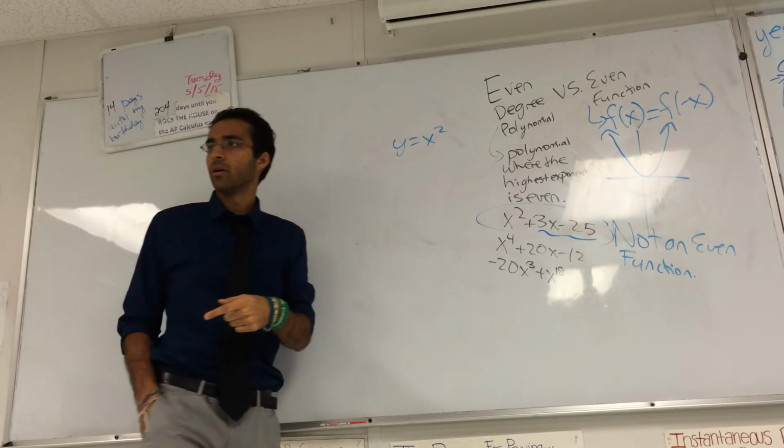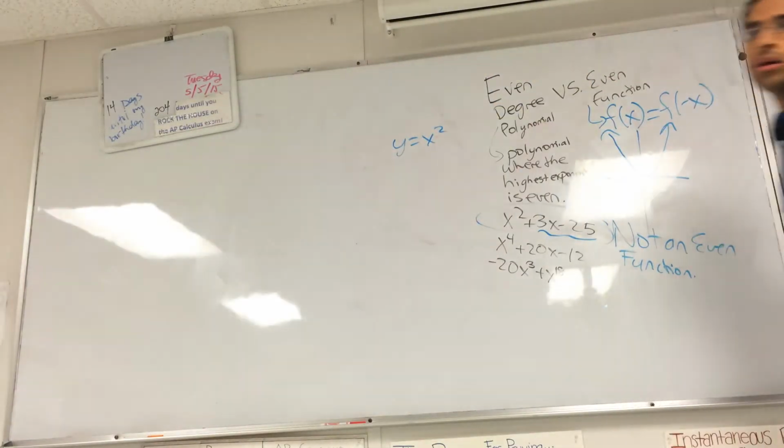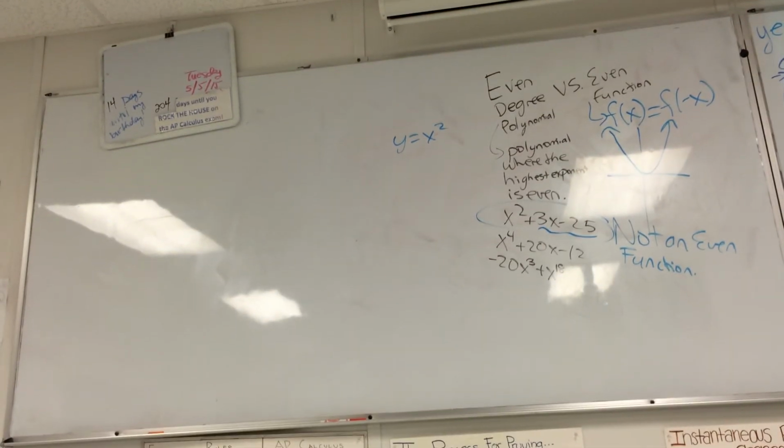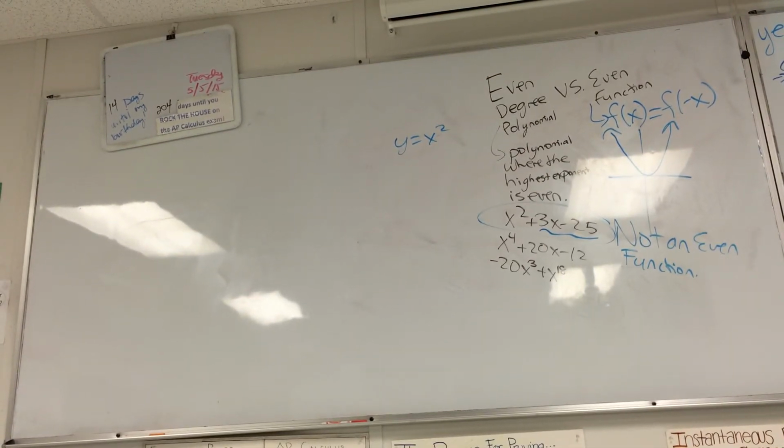Javier: Okay, what about y equals x to the third? So y equals x to the third is an odd degree polynomial. No, but it's an odd function. Odd function is reflection across both x and y axis.